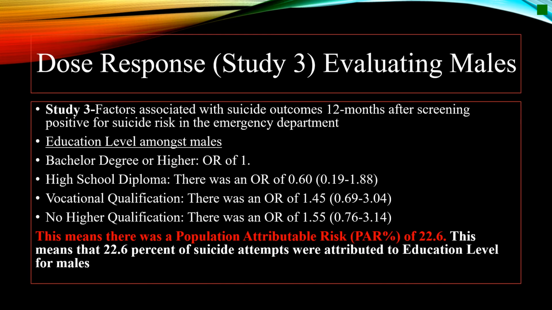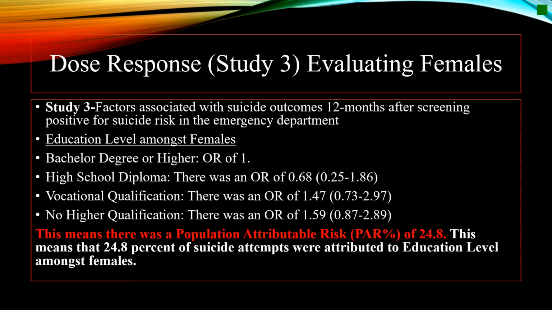For the third study, it looked at both males and females independently, and of course I have this all here for you to read on your own, but the main purpose of this was to say that there was obviously a population attributable risk of 22.6. This means that 22.6% of the suicide attempts here were attributed to the education level for males. This is the same thing that I've done. This was also taken from a table in my third study. And similarly to the males, I found that the population attributable risk for the females was 24.8% of the suicide attempts.